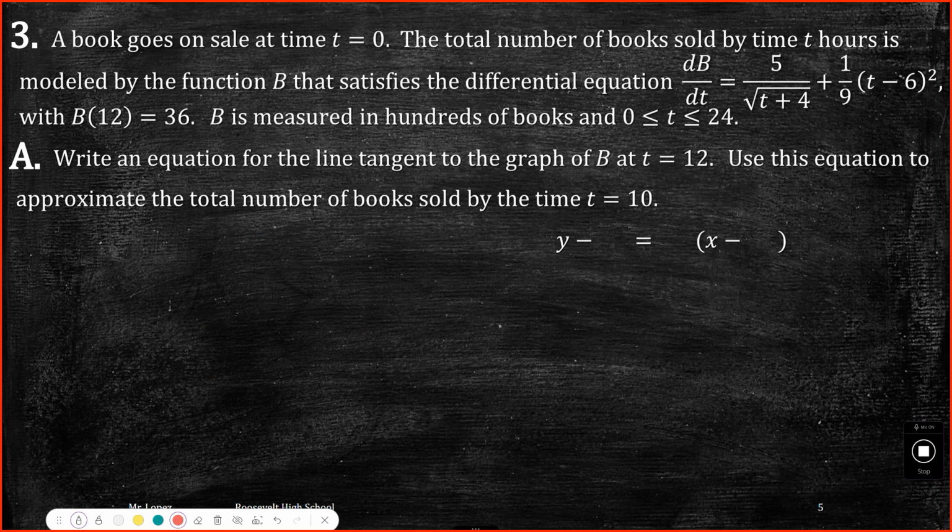Okay, let's write the equation of the tangent line. Just go straight to that point-slope formula: y minus equals m times x minus. We definitely have to write an equation for the line tangent to the graph of B at t equal to 12.